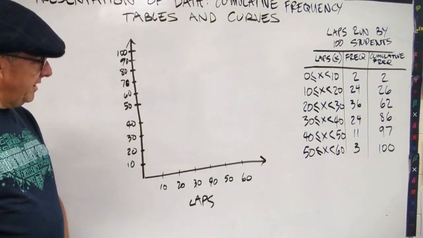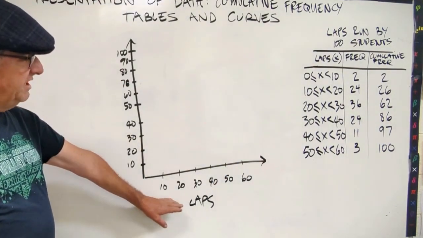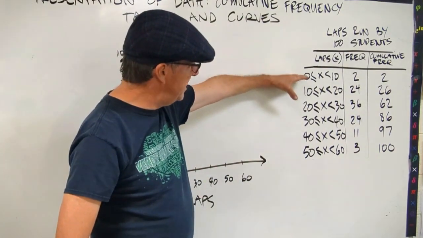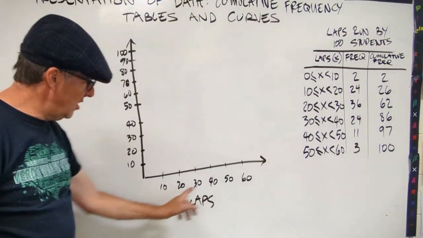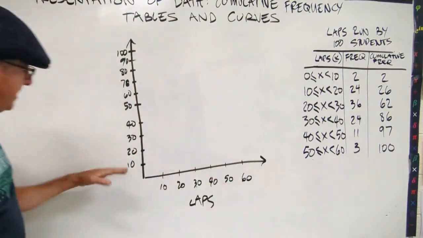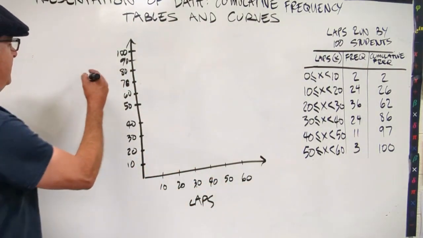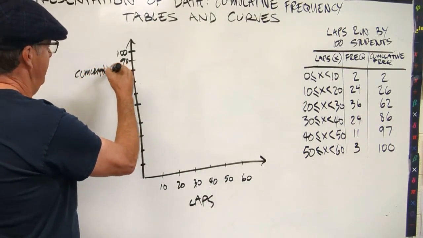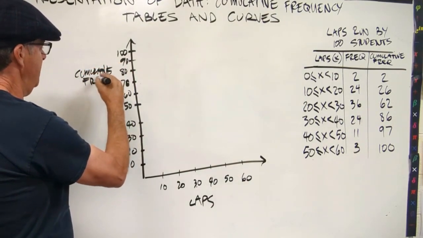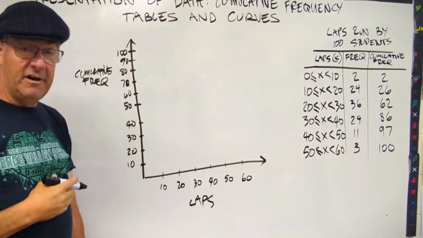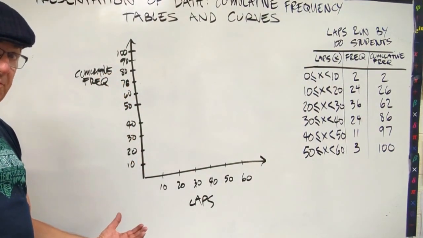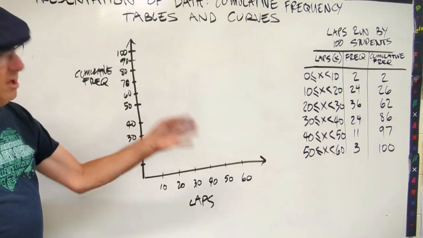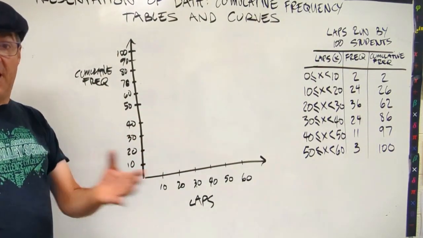Okay, so here we go. I've got my laps in here. So these are my classes of laps, 0 to 10, 10 to 20, and so on and so forth. So here are my classes, laps. And then here is my cumulative frequency. Now I want you to figure out your data points. And I'm going to make mine right there. So go ahead and look at your table, figure out what your data points are going to be, and then come back.